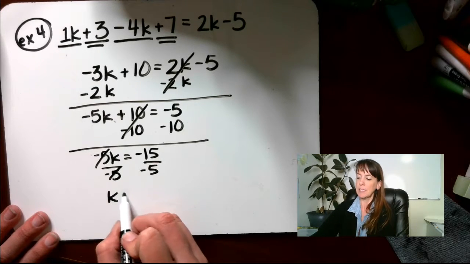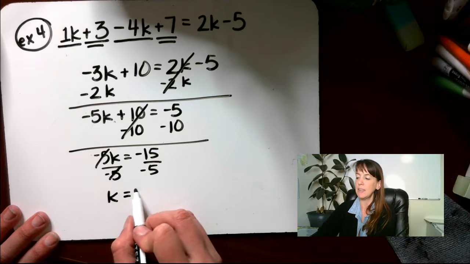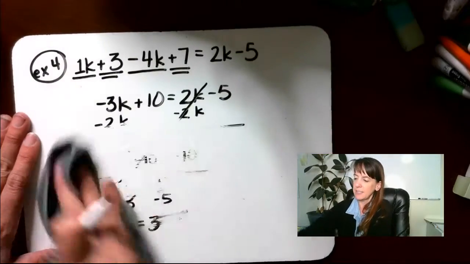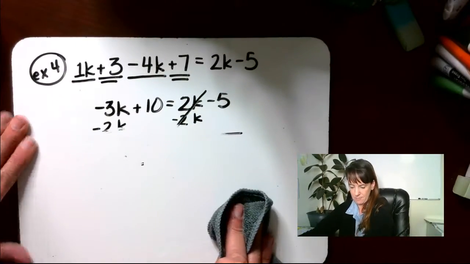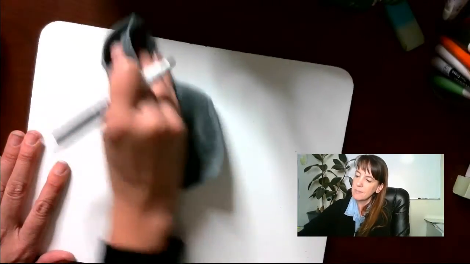k is all now by itself equals negative divided by negative is a positive. 15 divided by 5 is 3. So our answer is 3. Excellent. Okay, so we're on example number 5.